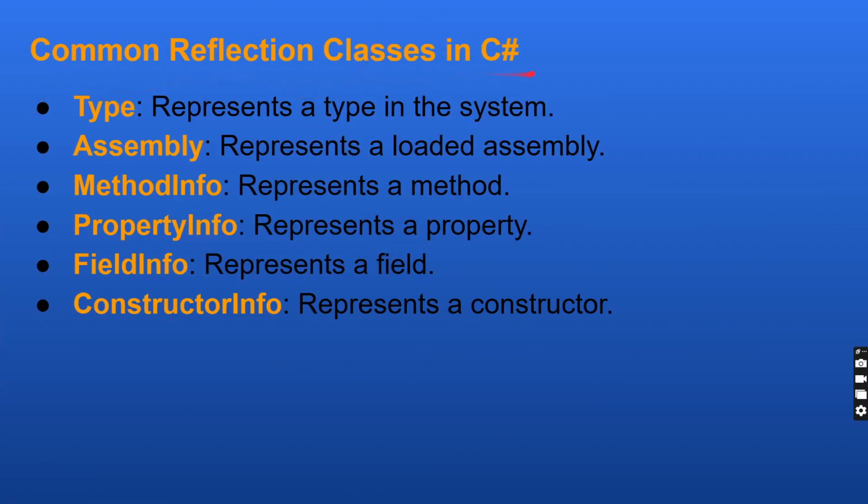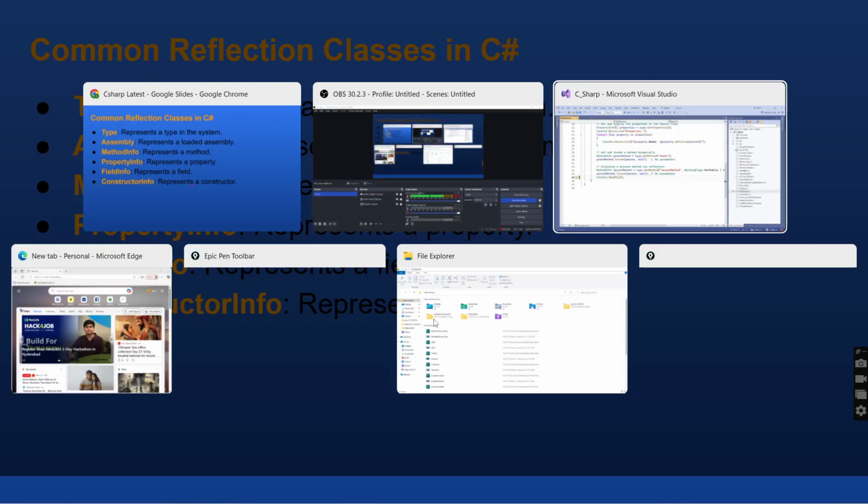Common reflection classes. Type represents a type in the system. Assembly represents a loaded assembly. MethodInfo represents a method. PropertyInfo represents a property. FieldInfo represents a field. ConstructorInfo represents a constructor. Now we will see those in an example.